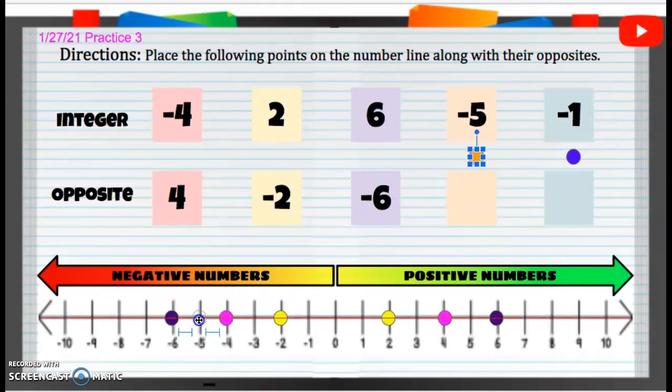-5, let's plot that -5 here in between there. The opposite of -5 is a +5. So we're going to plot that +5 right there on the 5. All right, -1 is right here. We're going to do the opposite of -1, which is a +1. And +1 is going to be right on one more, a +1 from the 0.